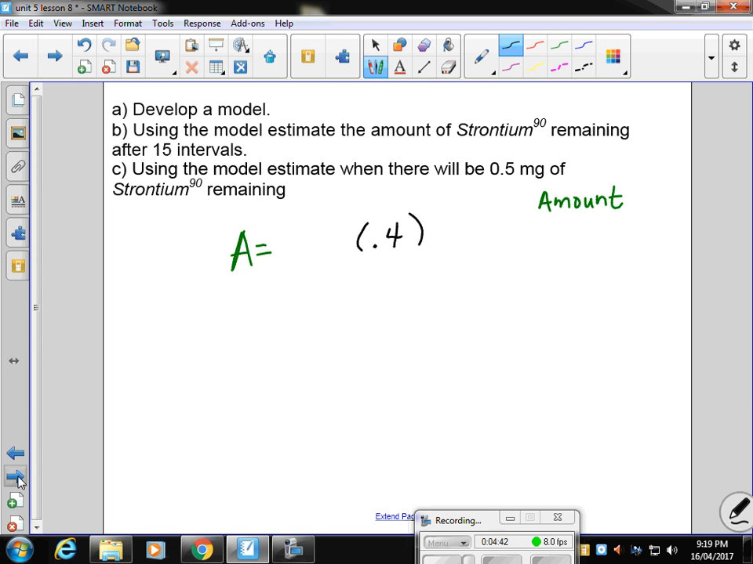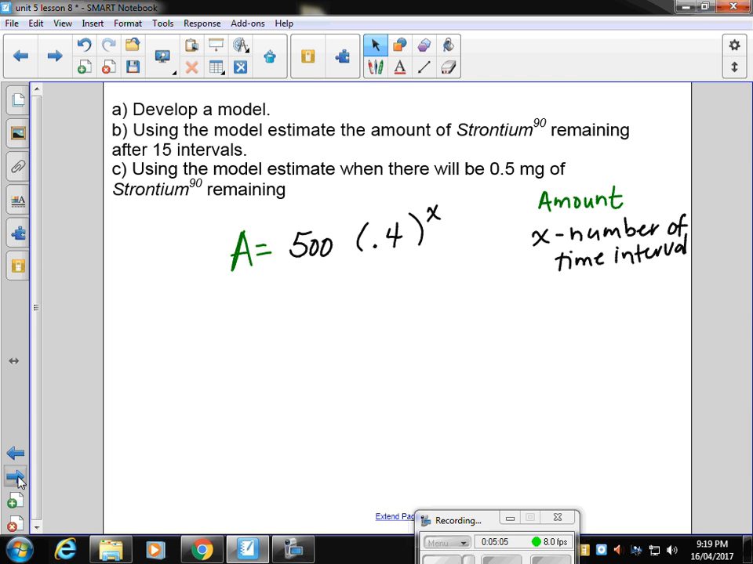The initial amount that I started with was 500. And my x is my exponent, and it stands for the number of time intervals. I still don't know what that is. So A is the amount of strontium. X is the number of time intervals that have occurred. 500 is our initial value, and 0.4 is very approximately the ratio of decay.